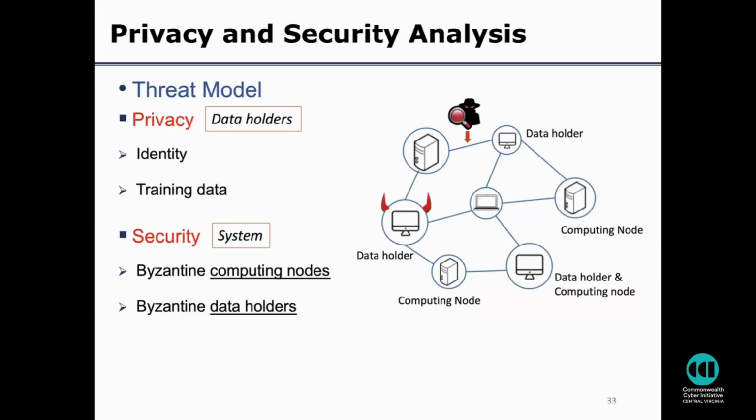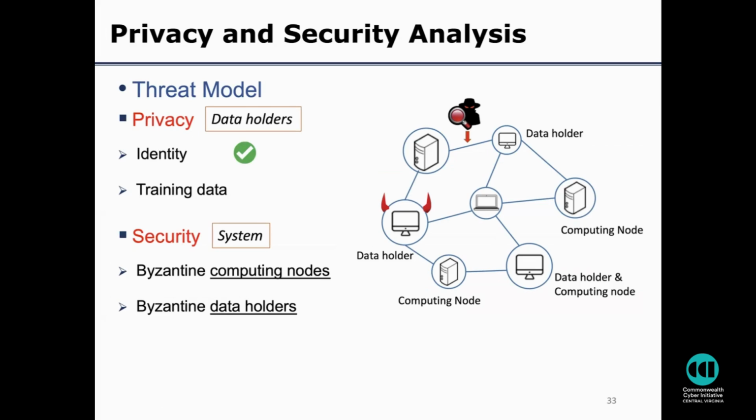Then we analyze the privacy and security discussed in the threat model. Regarding identity protection, without other information, the real identity cannot be inferred from the pseudo identity, like in the Bitcoin system. We also utilize DP to protect the shared gradients, which also protects the data holder's identity.